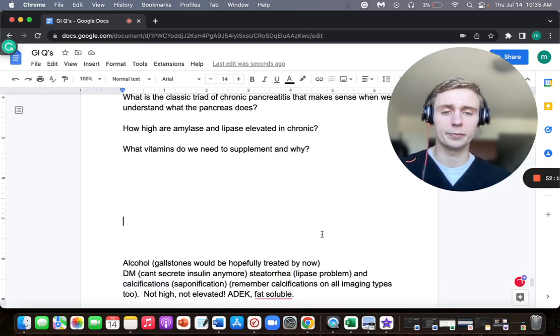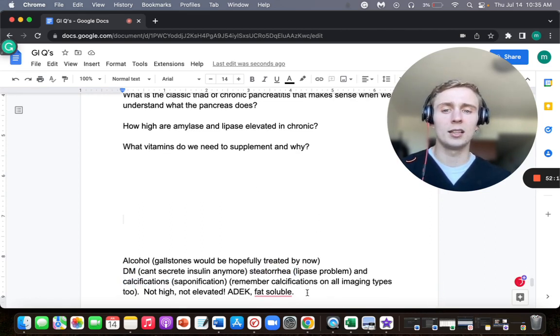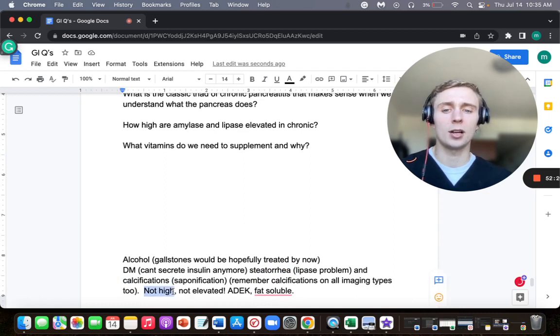Those are our go-tos. And the enzymes are not going to be high. They're not even going to be elevated. So amylase and lipase will be over 3 times the upper limit of normal in acute. But in chronic, they're not even going to be elevated. And what do we need to supplement for vitamins? That's going to be A, D, E, and K. Those are fat-soluble vitamins. And why? Because, again, we don't have that lipase to absorb fats, so therefore our fat-soluble vitamin absorption is going to suffer as well. And that's vitamin A, D, E, and K.